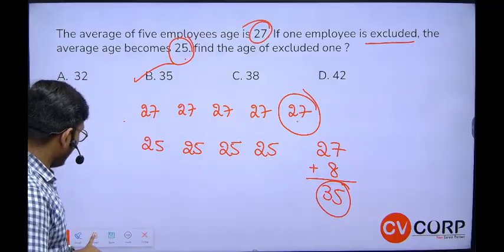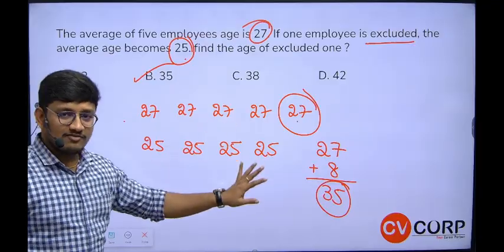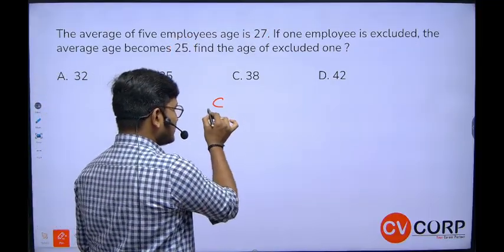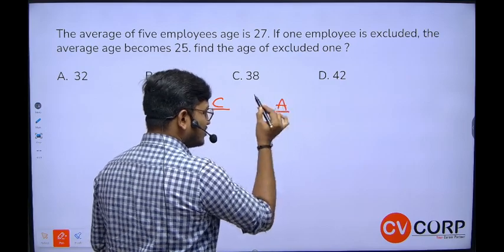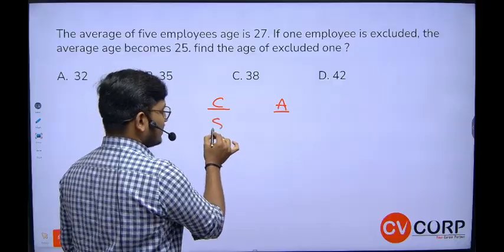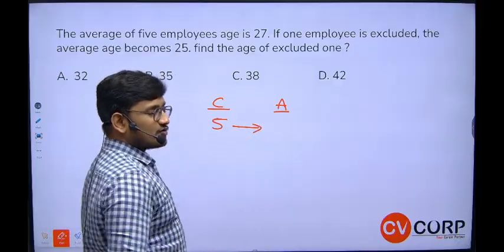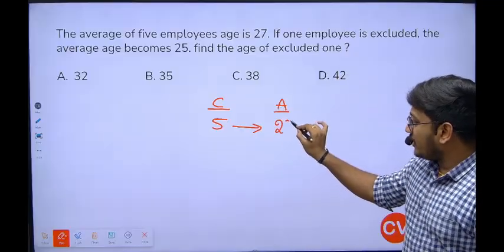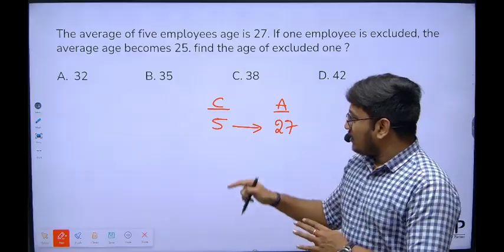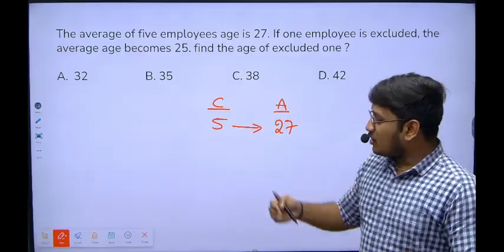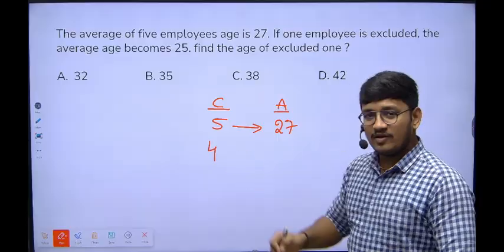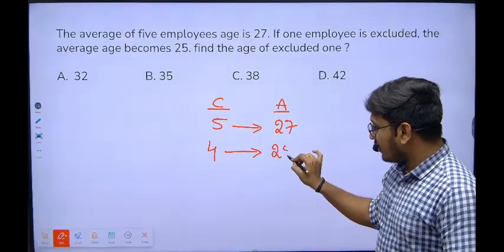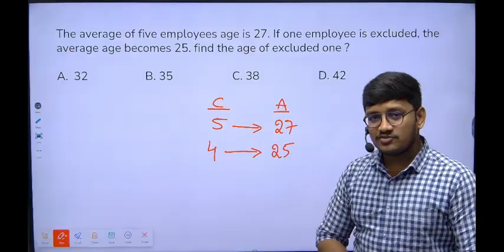Very good. Okay, now the next way, I hope you all are clear with this. Let's go with the count average method. The same procedure, count and average. Initially, how many employees are there? 5. So what is the average of those 5 employees? They have given it as 27. So the 5 employees' average age is 27. Now when one employee is excluded, the count will become 4, right? Now what about the average? The average became 25. It was clearly given that the average becomes 25.